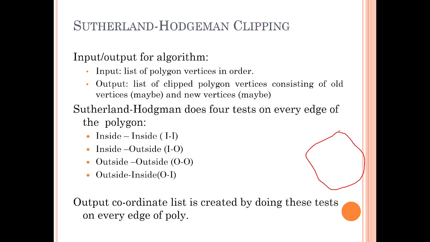Input and output for the algorithm. The input is a list of polygon vertices in order. The output is a list of clipped polygon vertices consisting of old vertices and new vertices. Sutherland-Hodgman does 4 tests on every edge of the polygon.